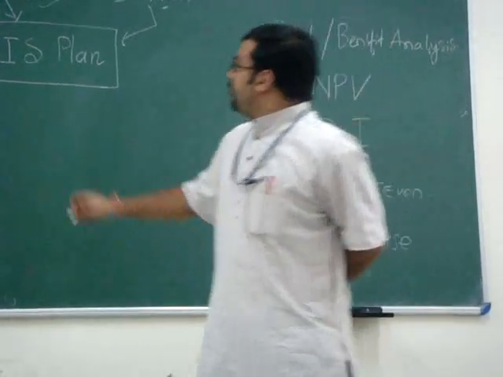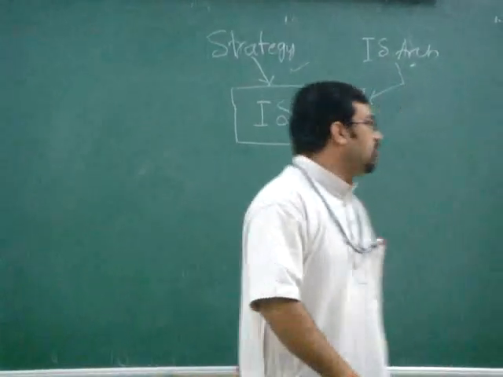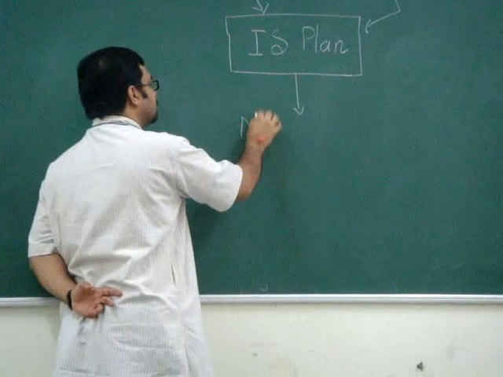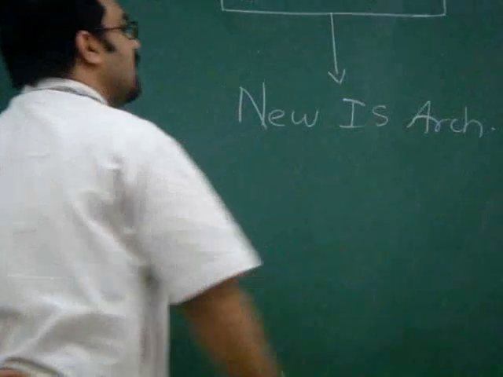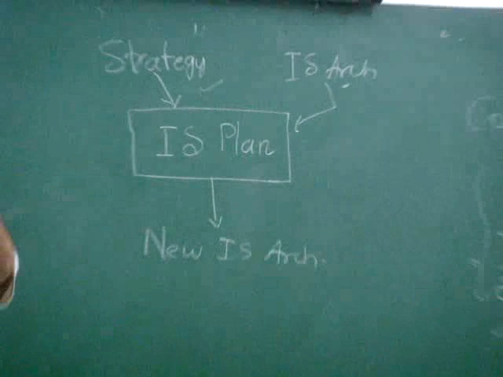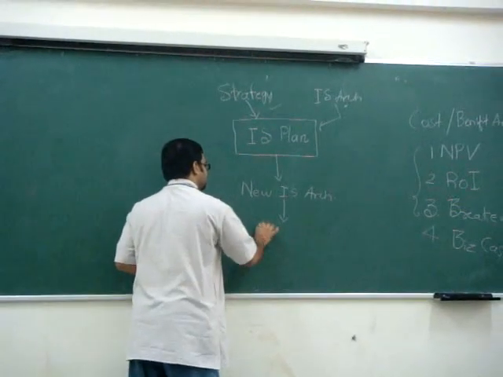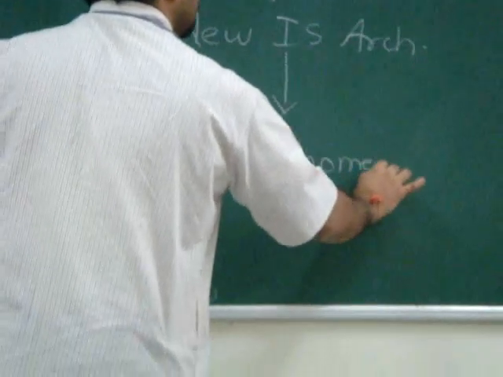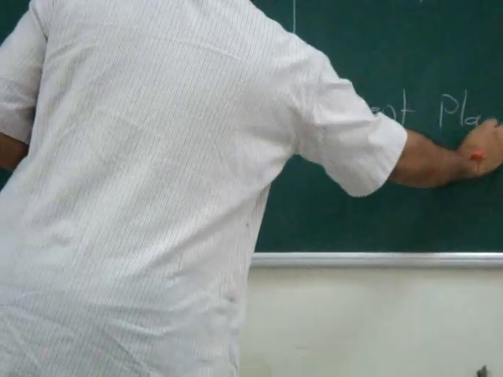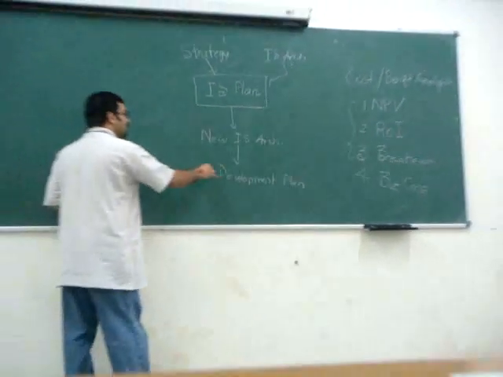The outcome of the IS plan is basically 3. The first outcome is the old architecture will be replaced by a new architecture based on your plan. Plus a plan for development. How will it be developed? We'll see this in great detail.